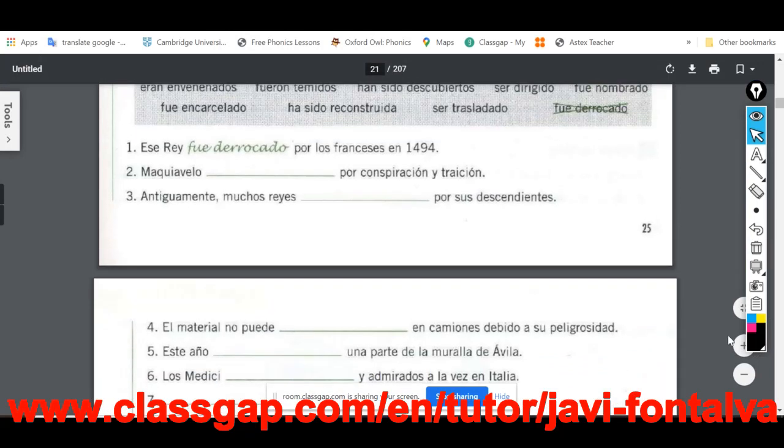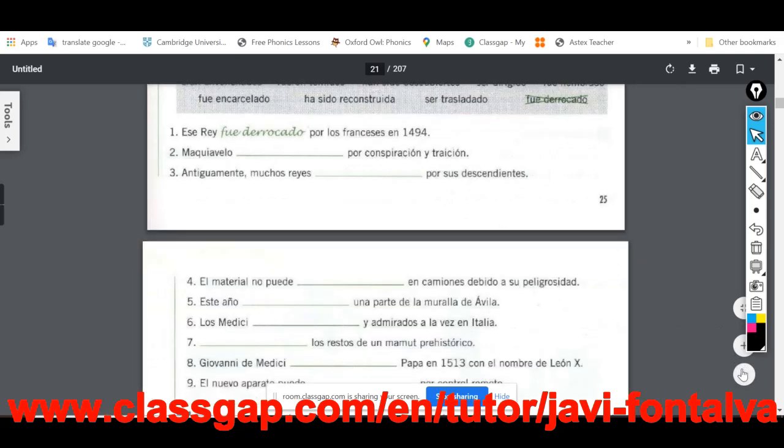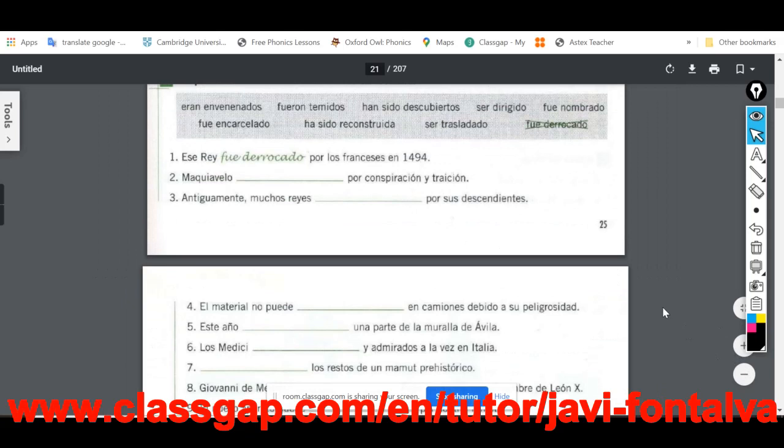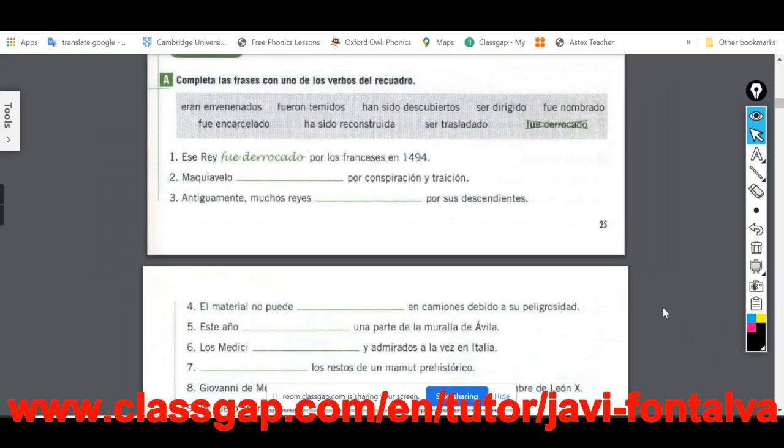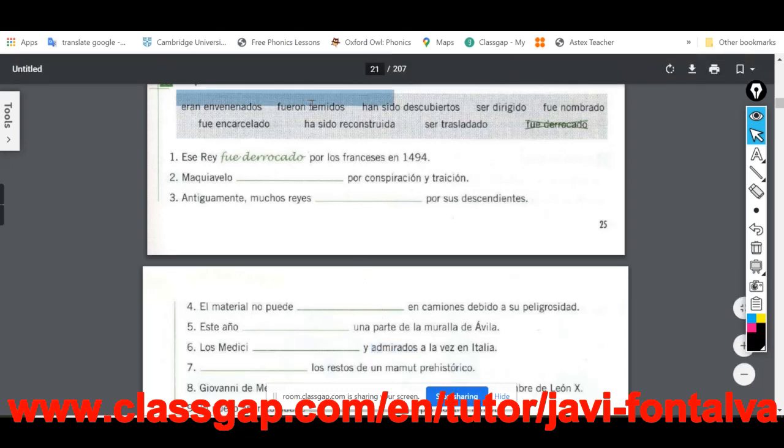Okay. Los Medici y admirados en Italia. So this is one past participle, admirados, admired. You also have to do something with the opposite of admire, or something like that, so I would go for this one: fueron temidos.